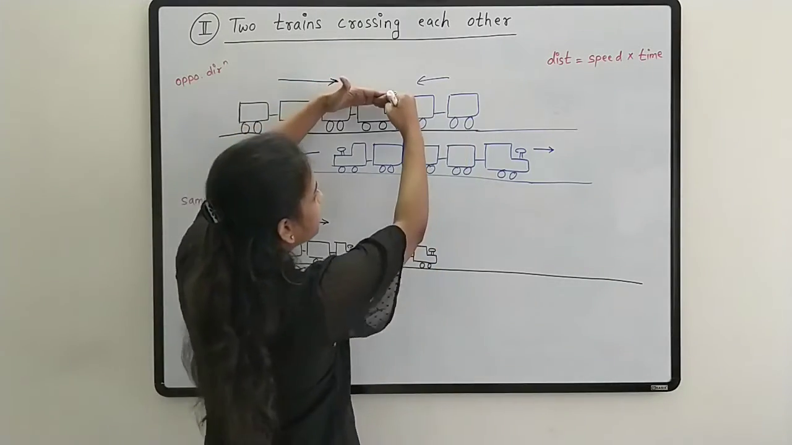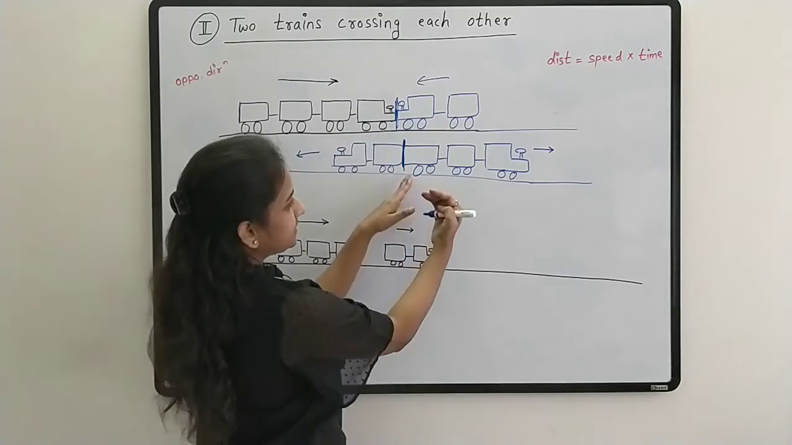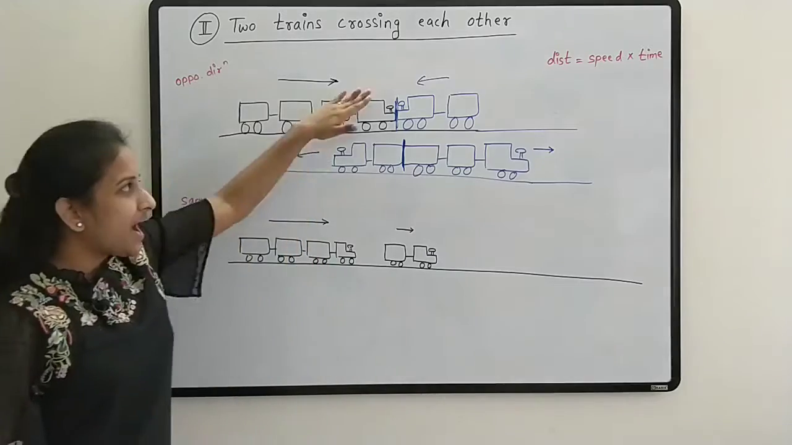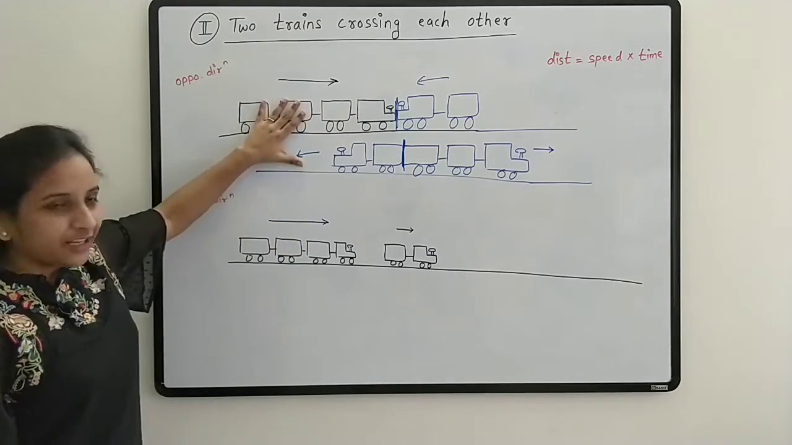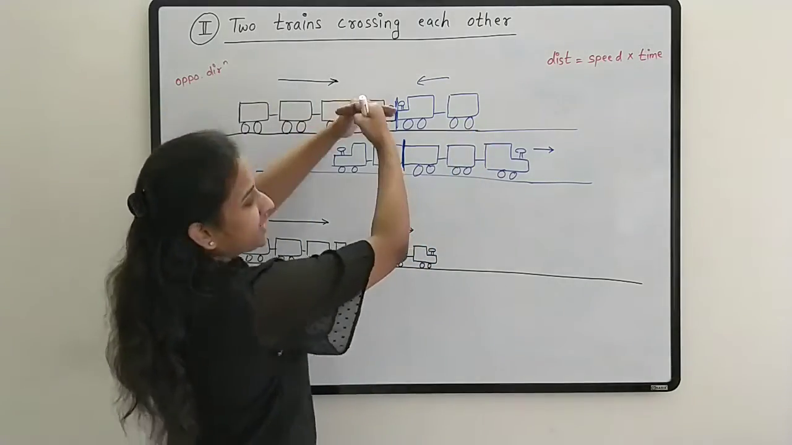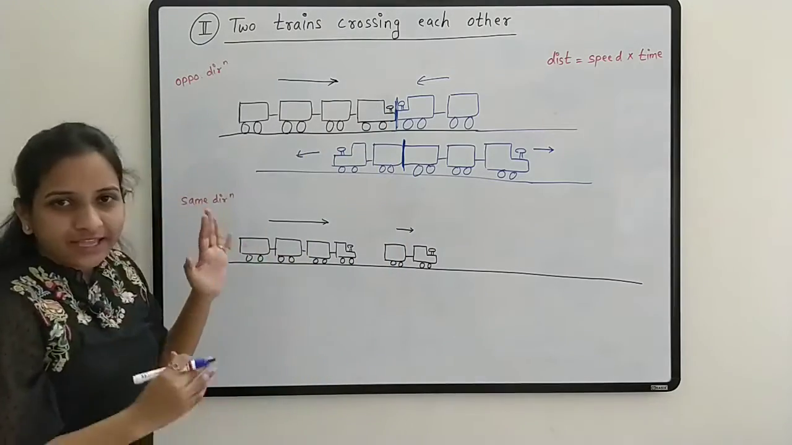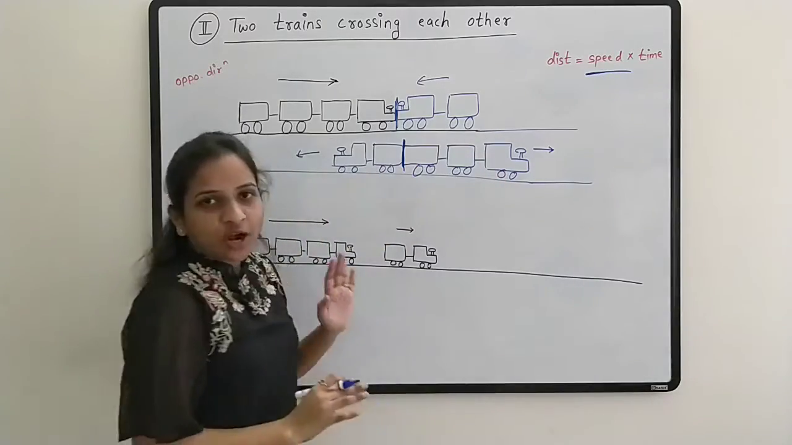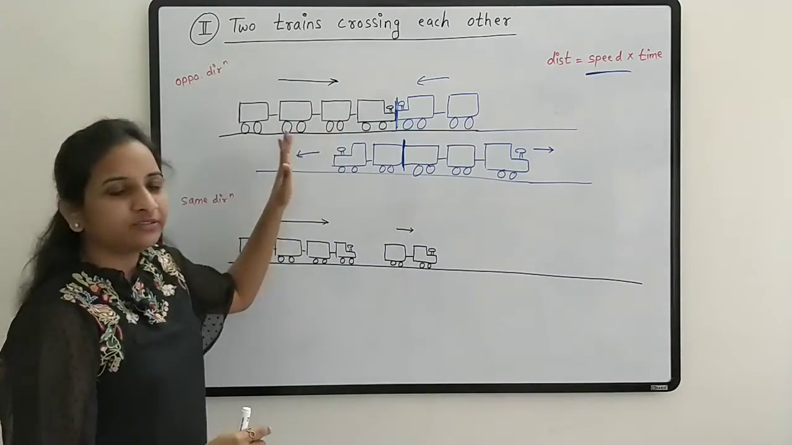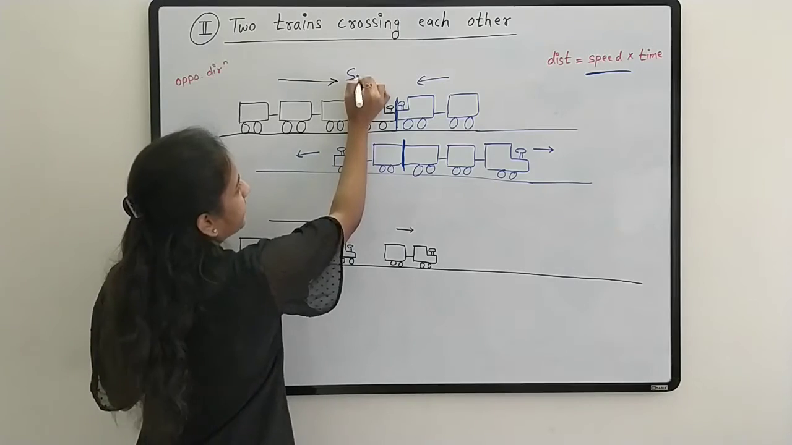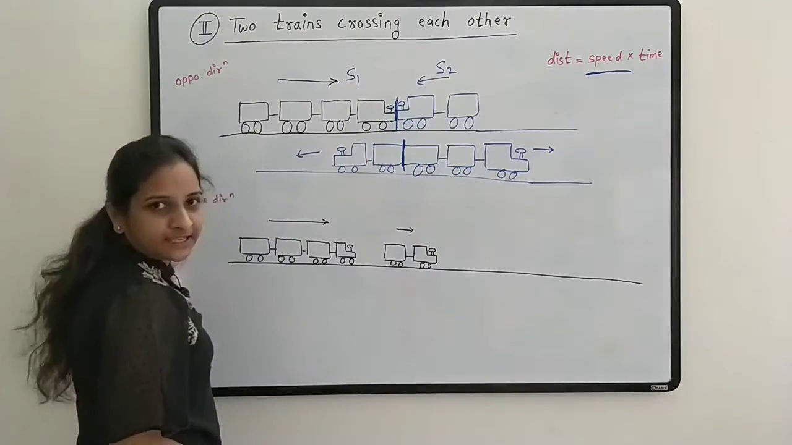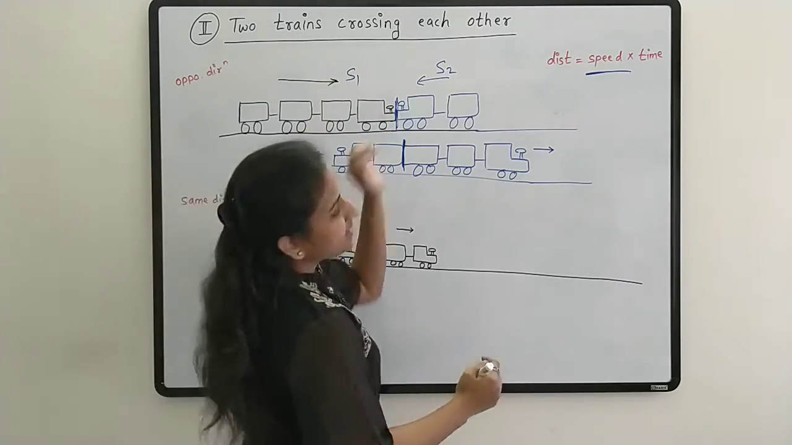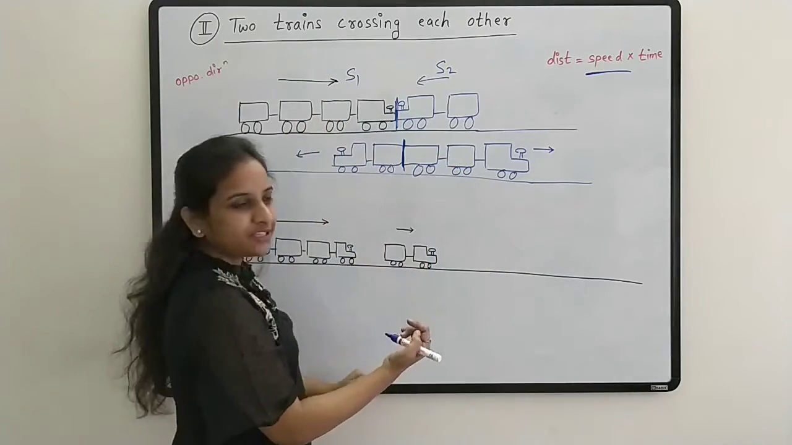In this position they are just about to cross each other. This is the final position. After that their gap increases. Okay, understood the concept? Now for this, when two trains are moving in opposite direction, then we have to consider relative speed. So speed is not just the speed of the train, it's the relative speed of the trains. Say the speed of this train is S1, speed of second train is S2. Relative speed for this train is S1 plus S2 because they are moving in opposite direction.